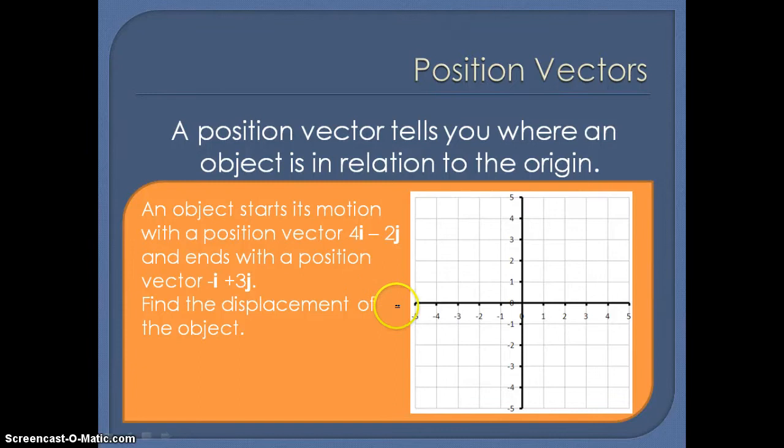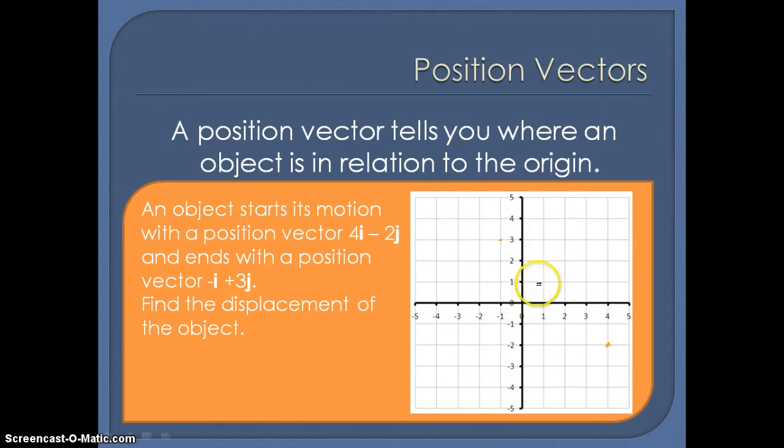If we consider trying to find the displacement of this motion, 4i minus 2j would be 4 to the right and 2 down. And it ends with a position vector of minus i plus 3j, which would be minus 1 to the side. So we're essentially using vectors as an alternative to dealing with coordinates.